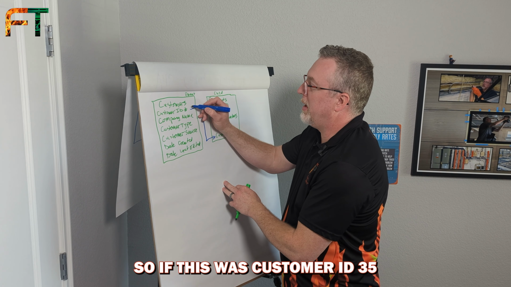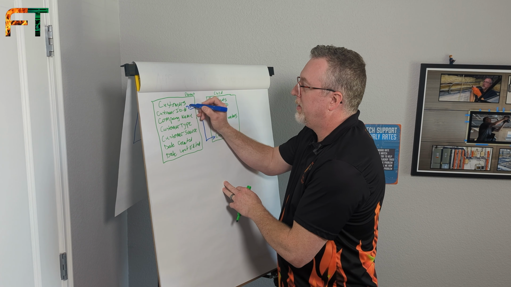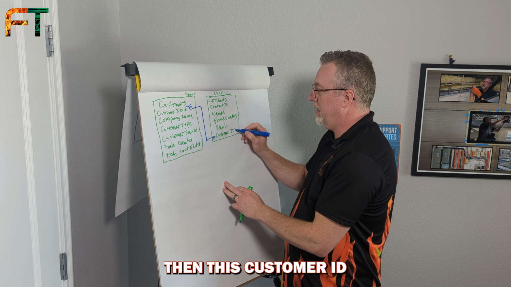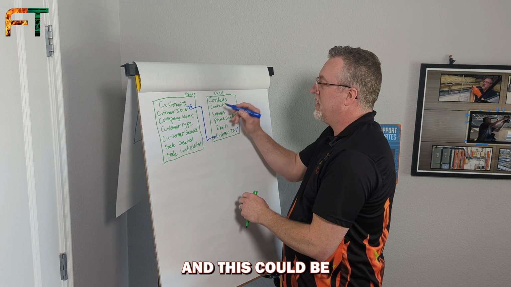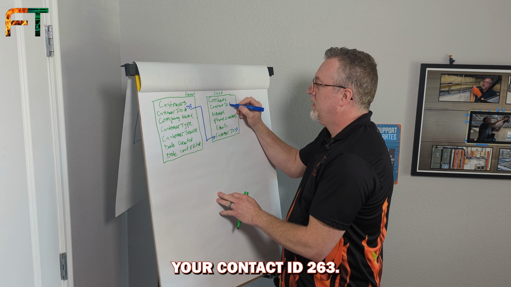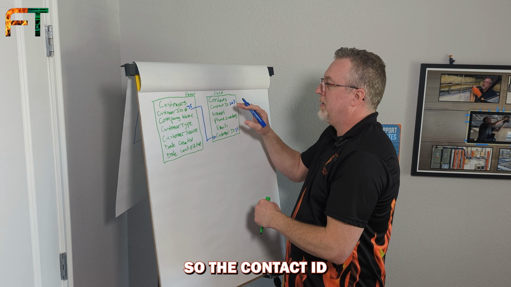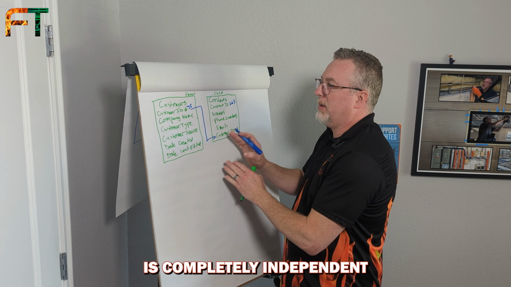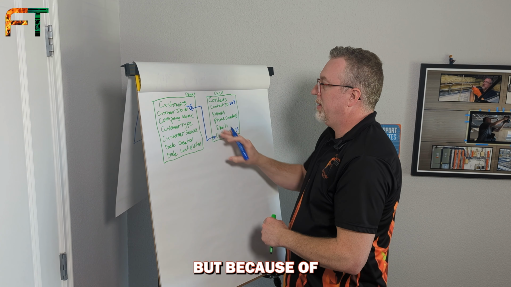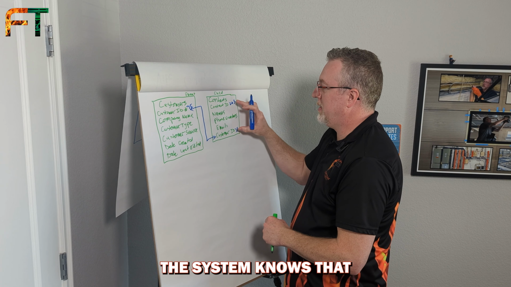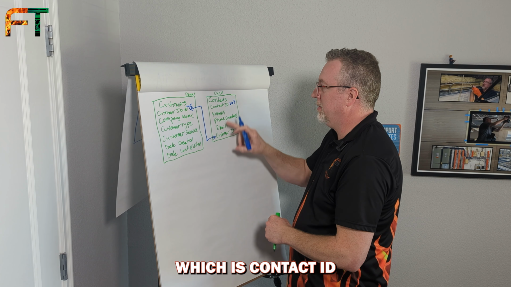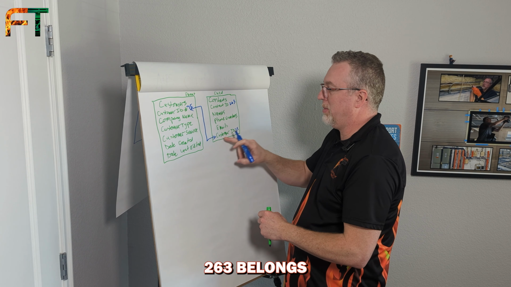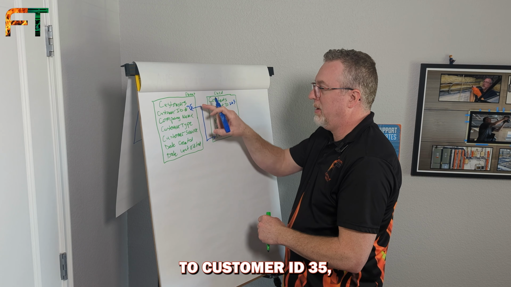So if this was customer ID 35, then this customer ID is going to be 35. And this could be your contact ID 263. So the contact ID is completely independent of the customer ID. But because of this relationship, the system knows that this contact, which is contact ID 263, belongs to customer ID 35, which is this customer.